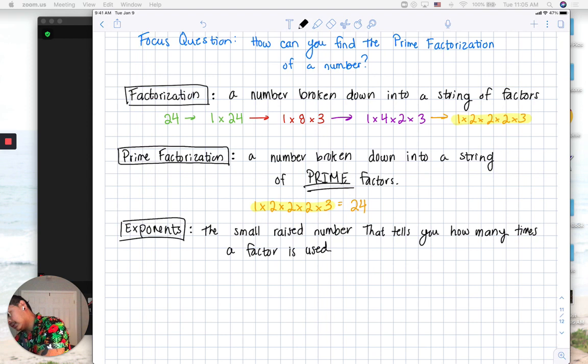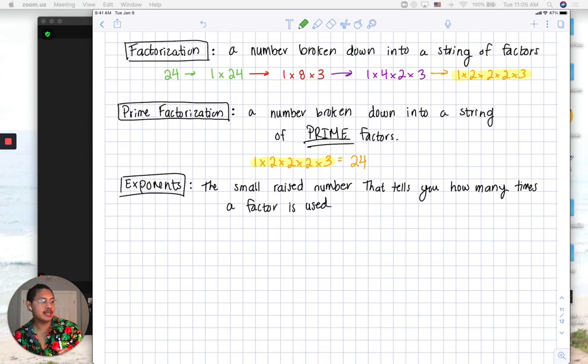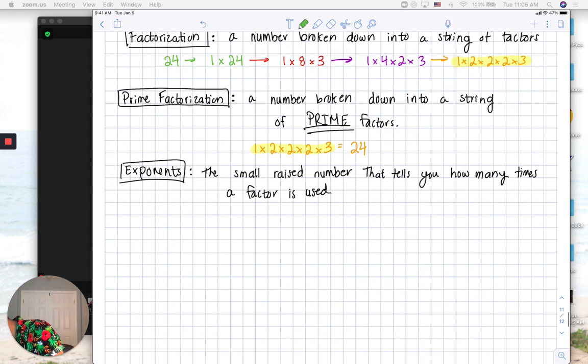Let's take a look at an example here. Here's an exponent for you. I take the number 2 and I raise it to the exponent of 2. I can read this as 2 to the power of 2. What this means is this little floating number here tells me how many times I multiply 2. I'm going to multiply it 2 times, so 2 to the power of 2 is the same thing as saying 2 times 2.